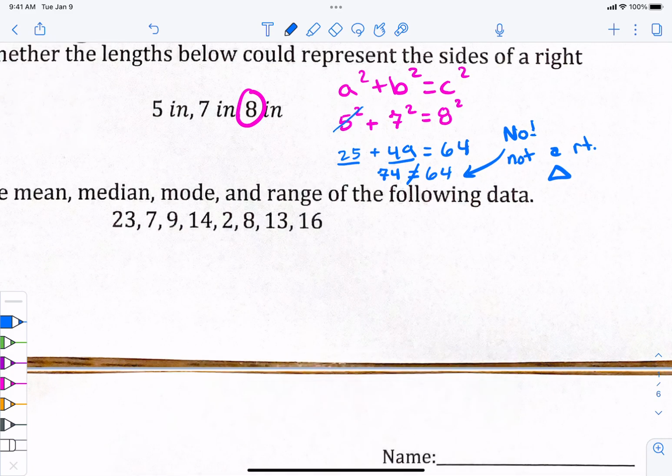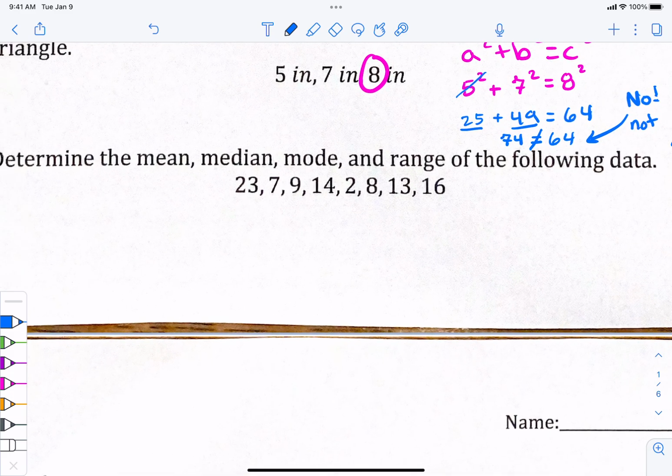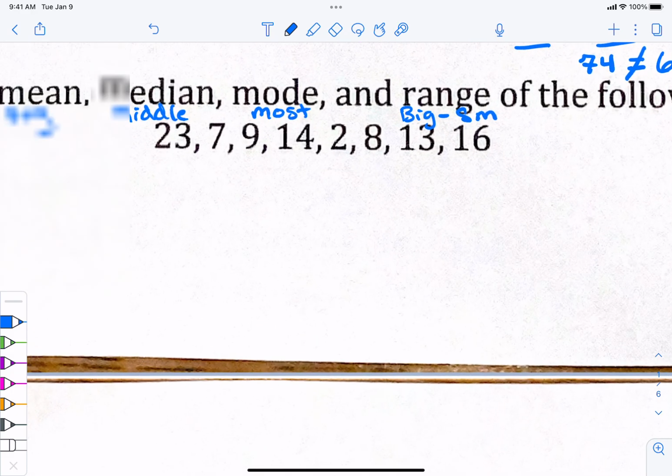Okay, this one's a long one, but it's not a hard one. Mean, median, mode, range. Do you remember what these are? Mean is the average. The median is the middle number. The mode is the most. And the range is the biggest minus the smallest. Big minus small.